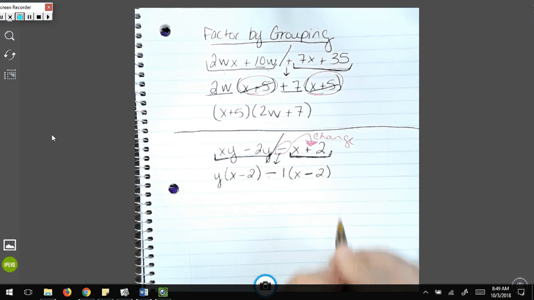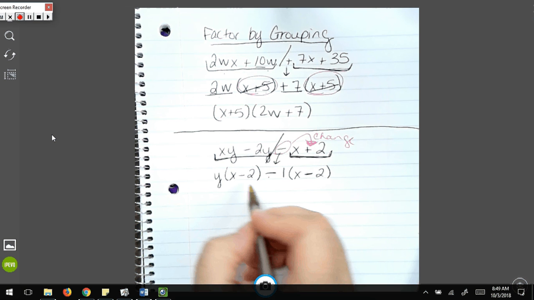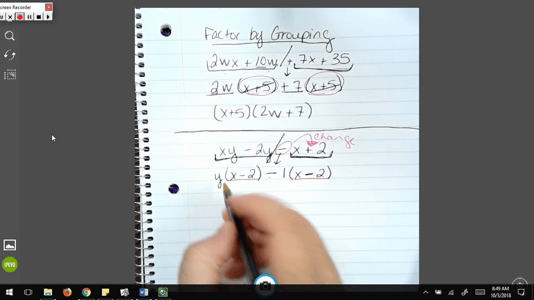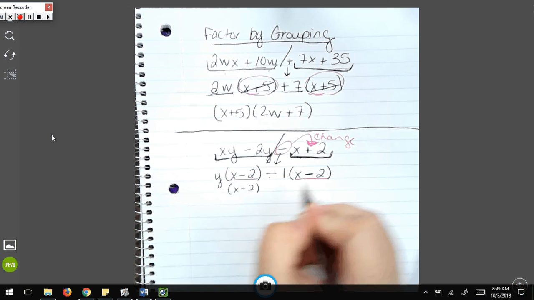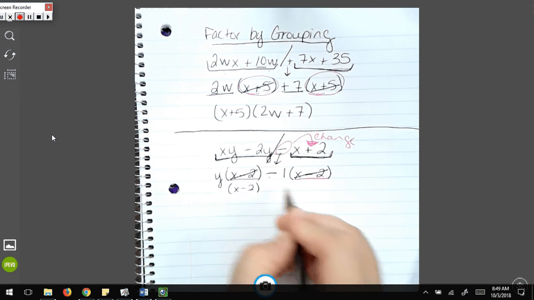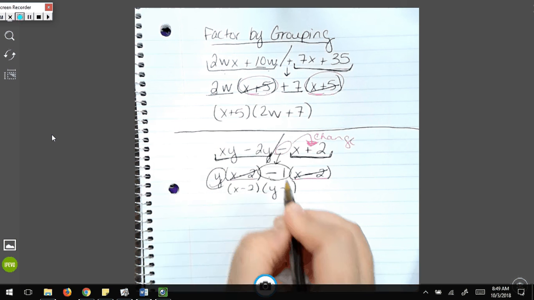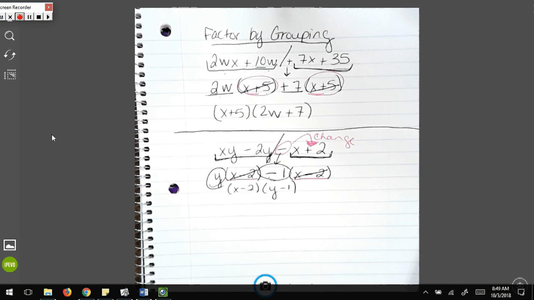sign also. Now if you notice, these 2 binomials match, and remember this doesn't work if they don't match. So if they don't match, either you can't group it or you've done something wrong. Okay, so x minus 2 goes on the outside, and it leaves me with y minus 1. So there's my y, my minus 1. And now that has been grouped.